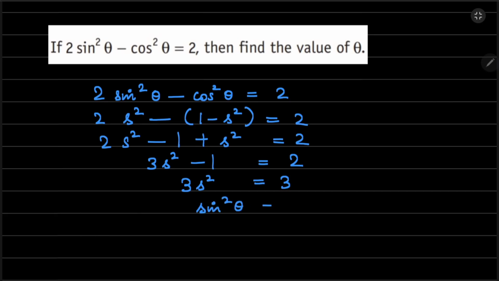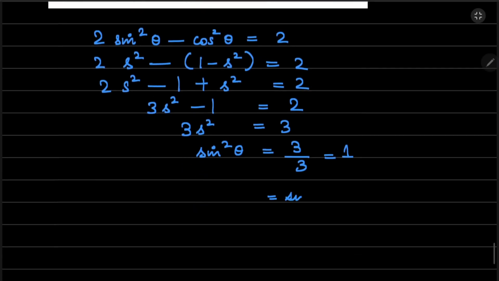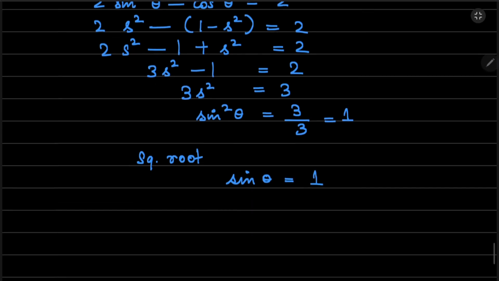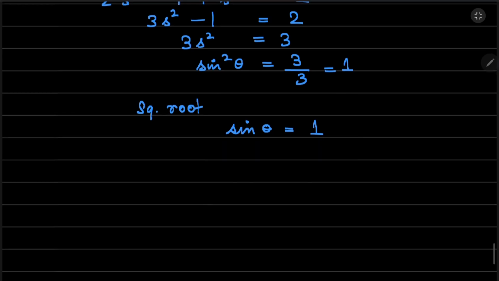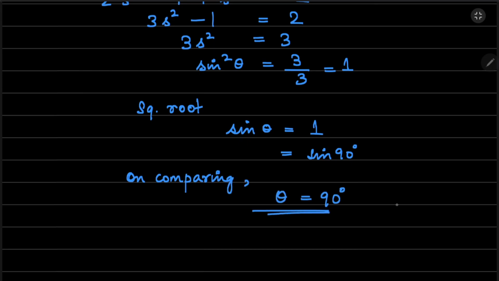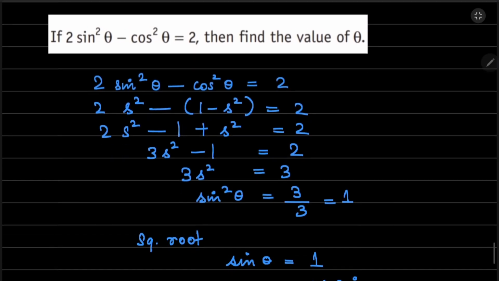So sine square theta is equal to 3 by 3, which is 1. And sine of 90 degree is 1. Right? So sine square theta is equal to 1 means if you take the square root, what do you get? Sine theta is equal to plus or minus root of 1. You will not take a negative value, you will take the positive value. So 1 is nothing but sine of 90. So on comparing, we get theta is equal to 90 degree. Okay. That's all.